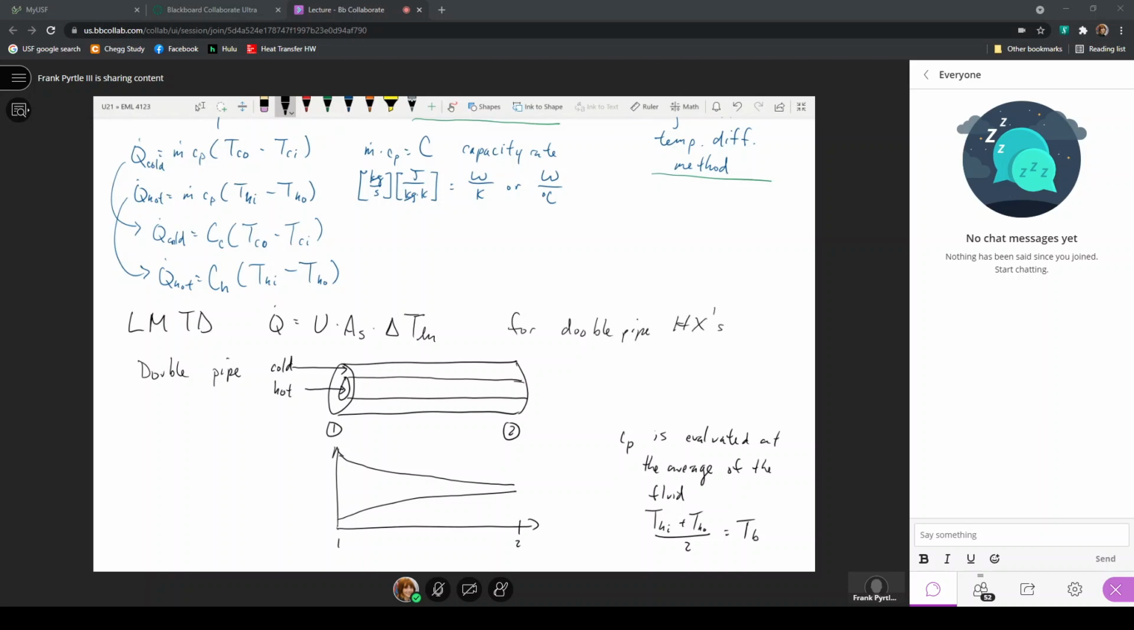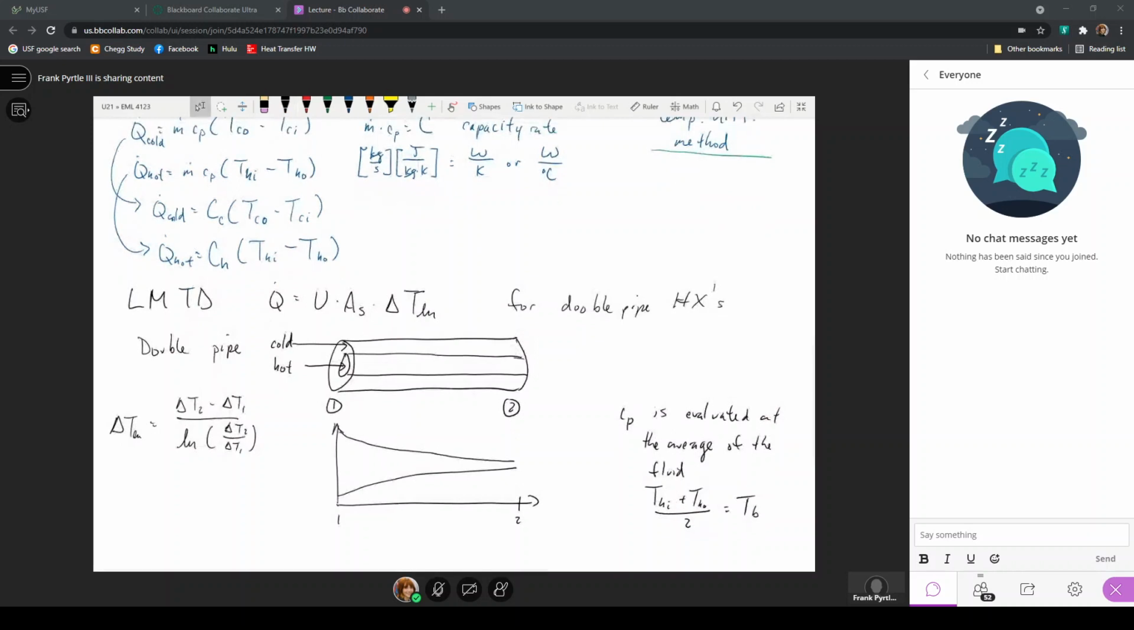And the reason for that is this: recall that the log mean temperature difference, delta T ln, is delta T2 minus delta T1 over the natural log of delta T2 over delta T1. Now this is the temperature difference here. This will be delta T at position 1, and this is delta T at position number 2. And that's because we can define these in the double pipe heat exchanger that's parallel flow.